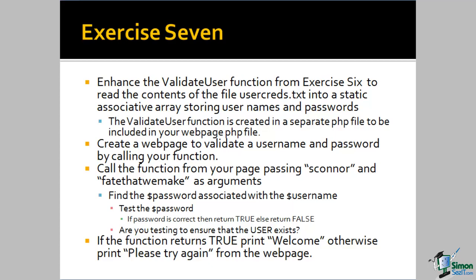Then create a web page to validate a username and password by calling the function. Again, use the username sconnor and the password fate that we made as arguments to the function. Find the password associated with the username, test the password, and if it's correct, return true from your function, false otherwise. On the application page, if the function returns true, print welcome. Otherwise, print please try again.